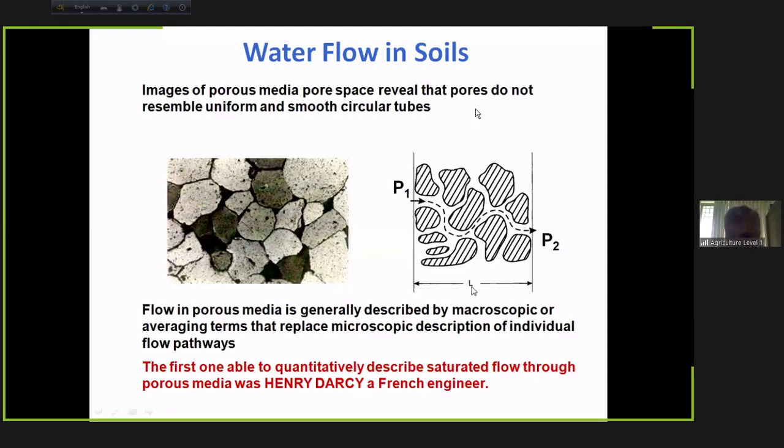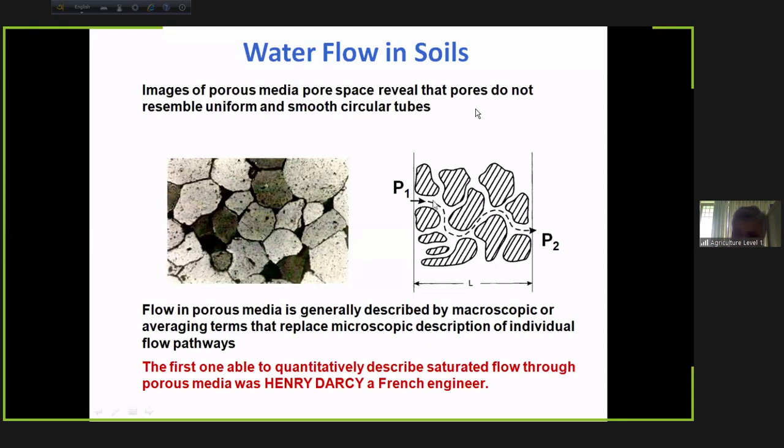This length is like L. If we say P1 is our Care market and P2 is Bangabandhu Hall, the distance is like L, 500 meters. But the exact distance for water flow, is it the same? No, sir. Why is it not the same? Exactly, because the real pathway is much longer because of the connectivity of the pores.